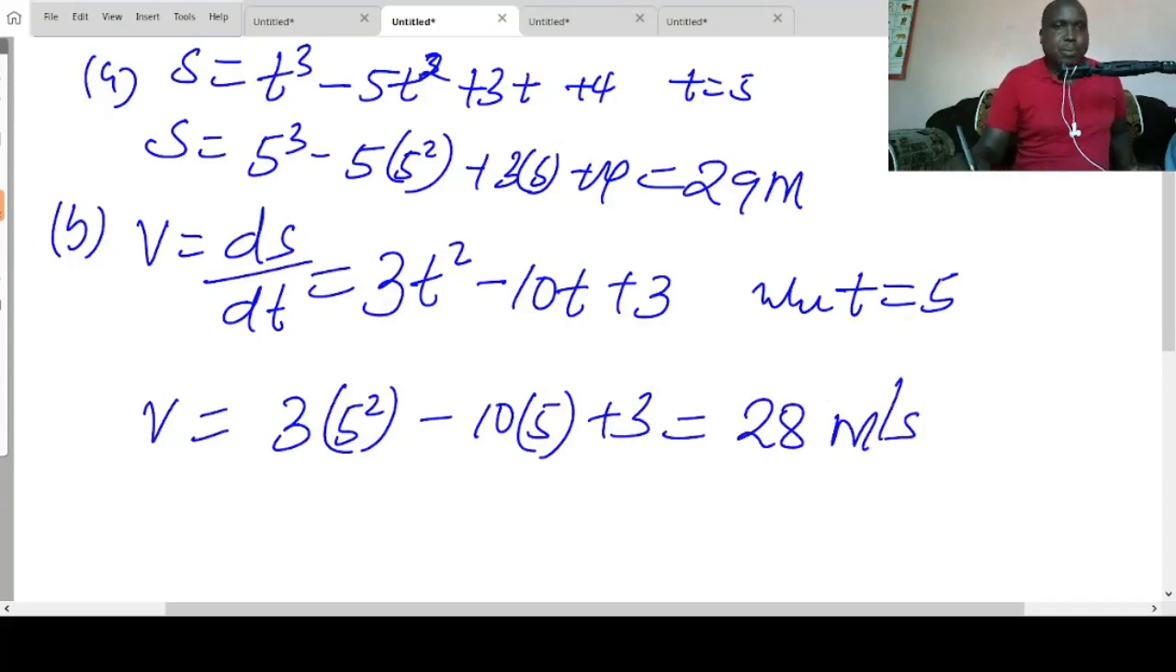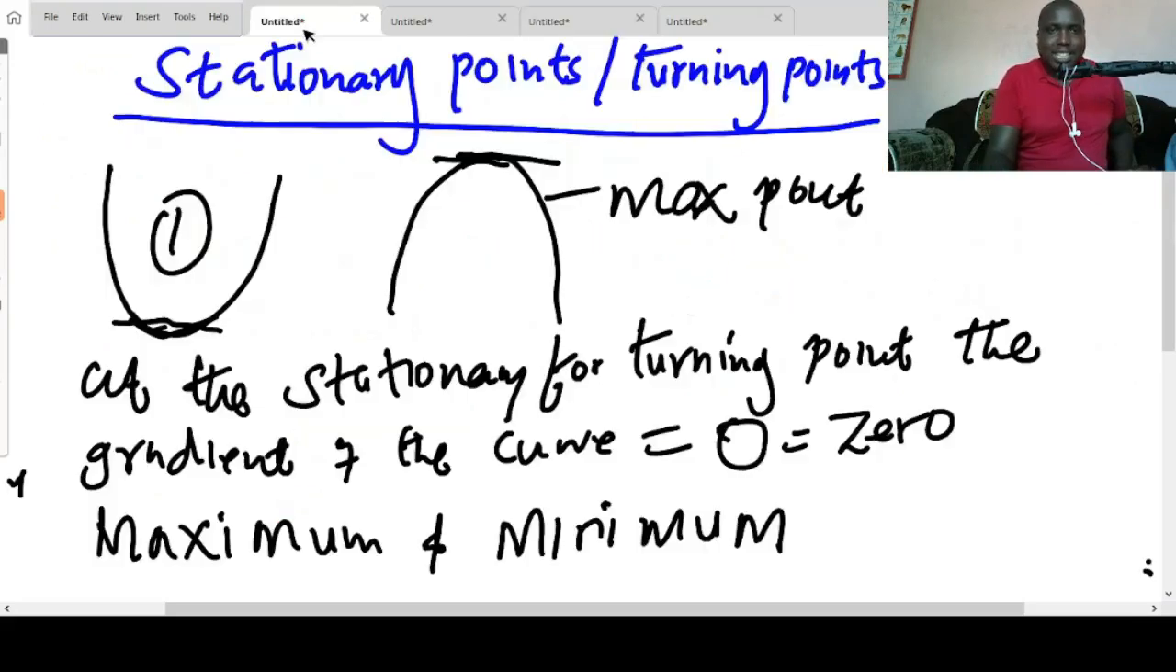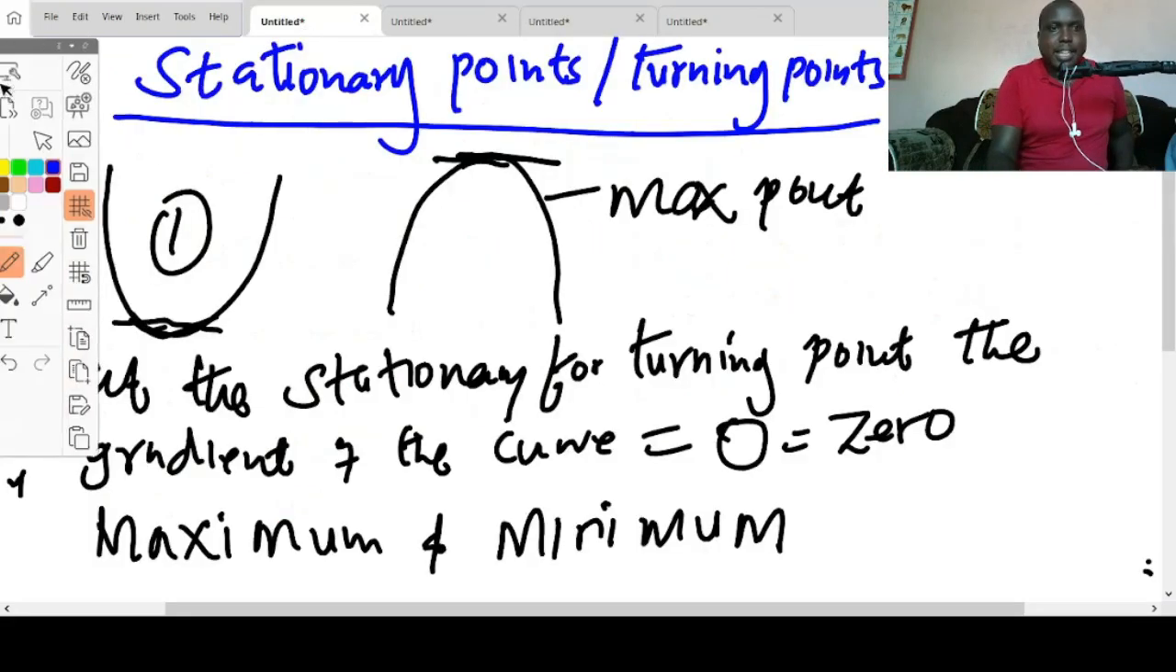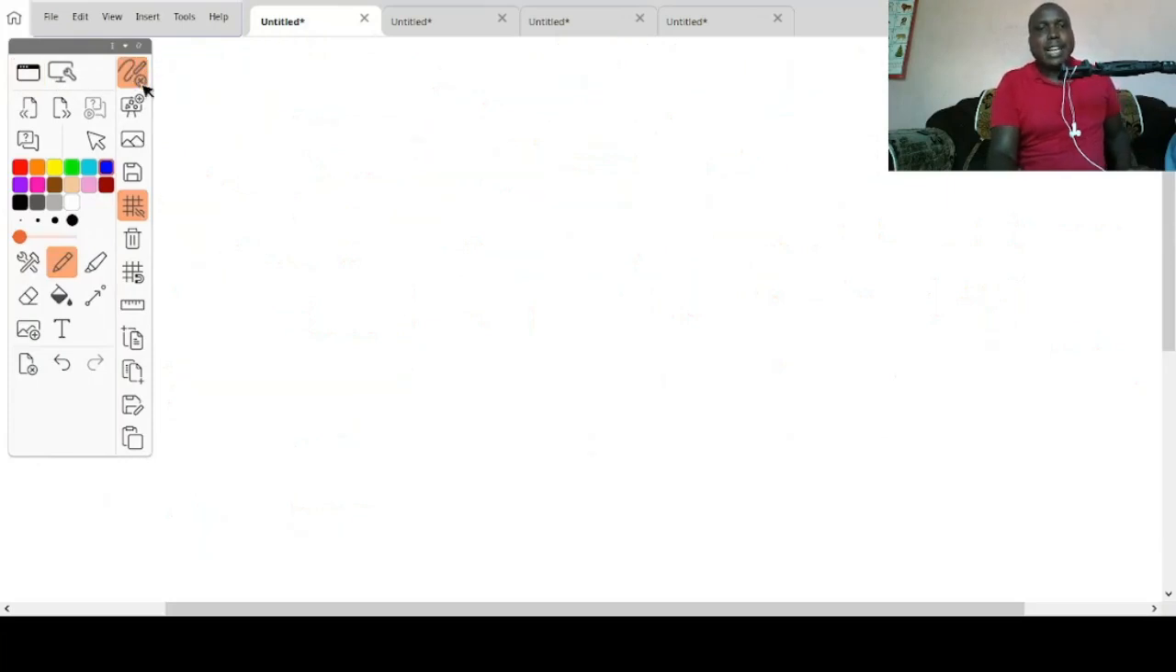And that is it. Now C, the question says, find the time when the particle is momentarily at rest. That is the key word. Find the time when the particle is momentarily at rest. A particle is momentarily, mark that, at rest when velocity is equal to 0.